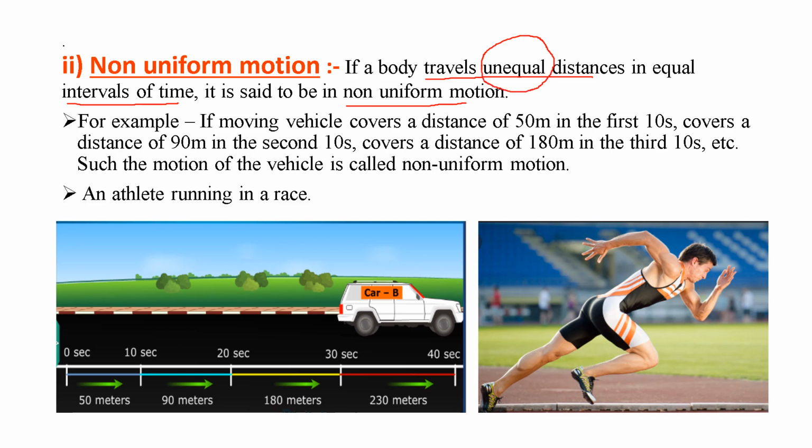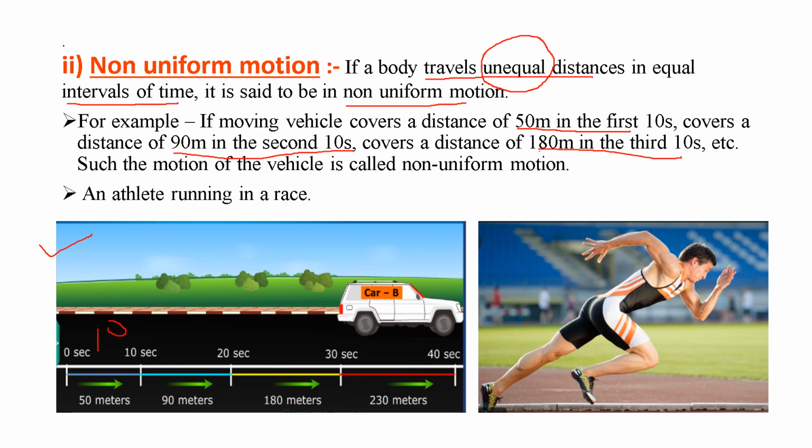The first example is, a vehicle covers 50 meter in the first 10 seconds, then 90 meter in next 10 seconds, then 180 meter in next 10 seconds, that is third 10 seconds. Let us understand within this figure. Here we can see that the time interval between each slot is same. It is 0 to 10, that is 10 seconds, then 10 to 20, then 20 to 30. It means the time interval is 10 seconds.